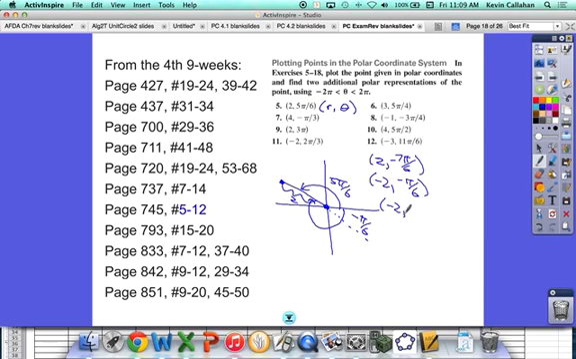Or it could have been negative 2. What would be the positive angle going from here around to here? On the unit circle, what's the positive angle? 11 pi over 6. So you could either have 2 or negative 2, just depends on whether you're going off in that direction or you're going off in that direction.